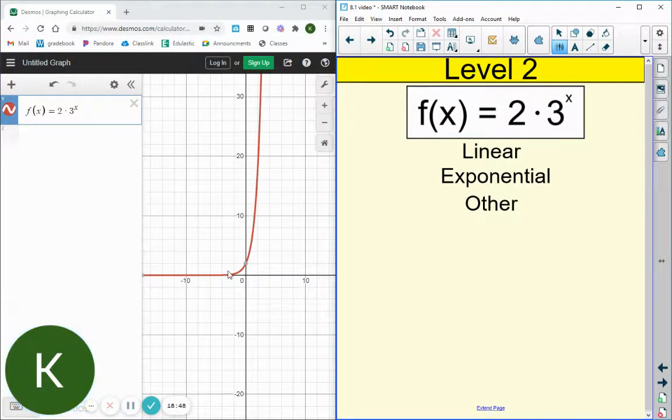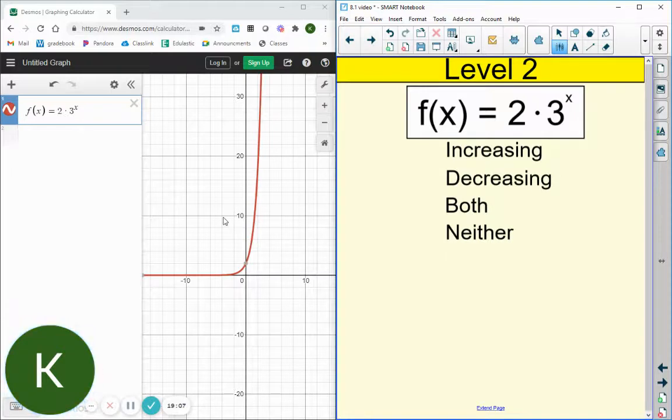So let's go to the next question. Linear, exponential, or other. Look at this. It looks like it's kind of got the horizontal line going here. We're going to talk about this in a few days. And then it's going almost straight up, but it's not straight up. It's just increasing there. So this one is an example of exponential. Okay, while we have our graph up, increasing, decreasing, or neither. We start over here on the left-hand side of the graph, and we're going uphill. So this is an example of increasing.